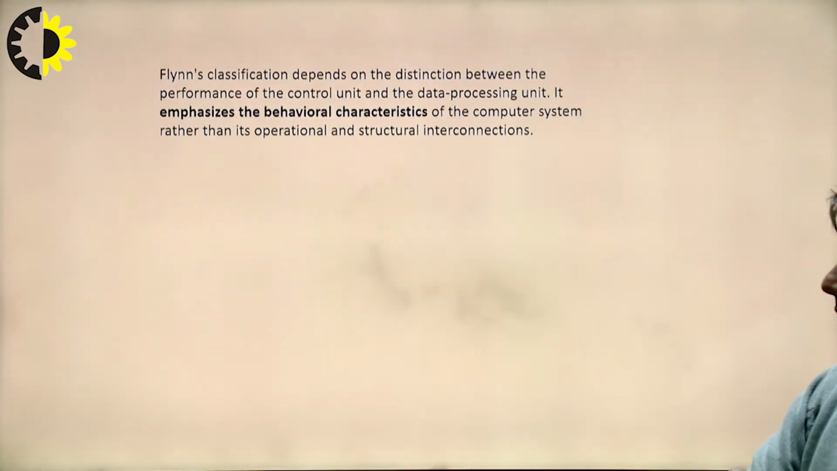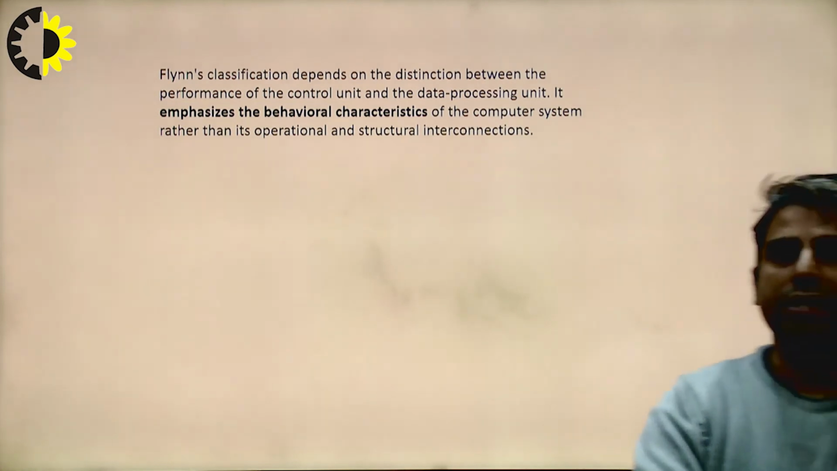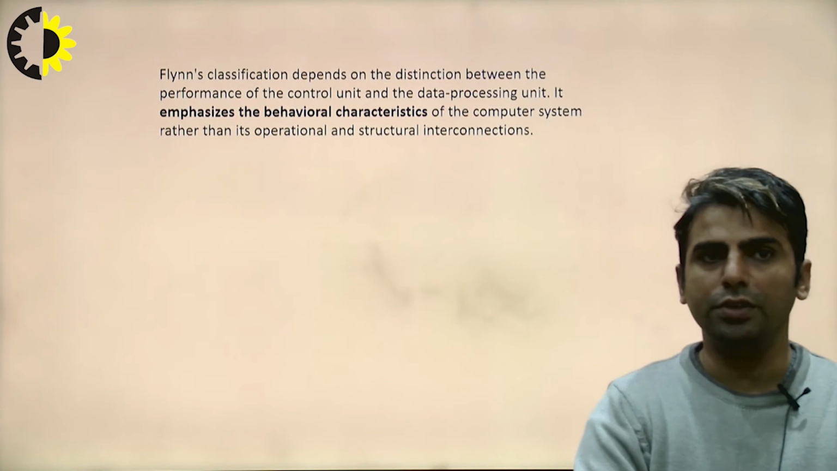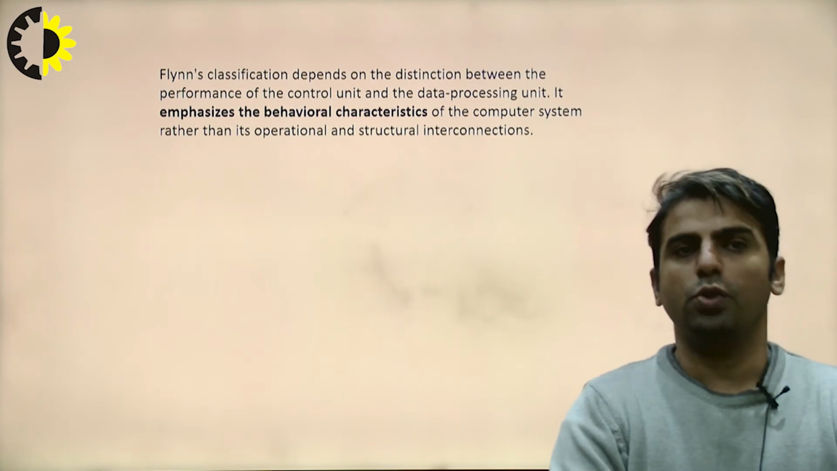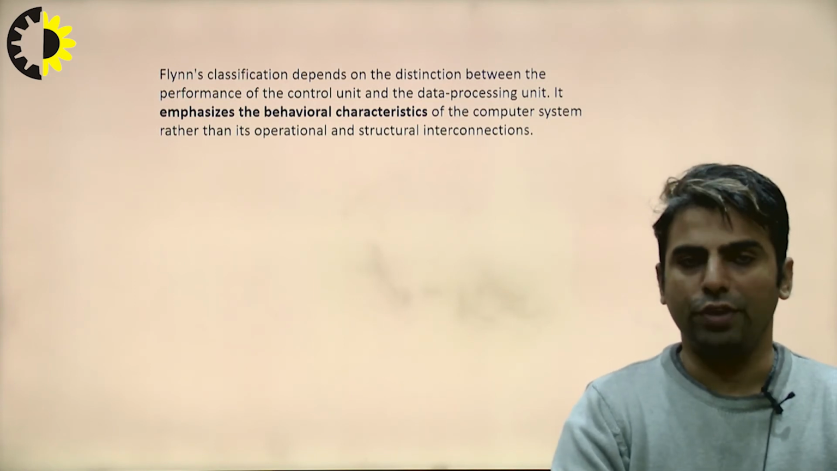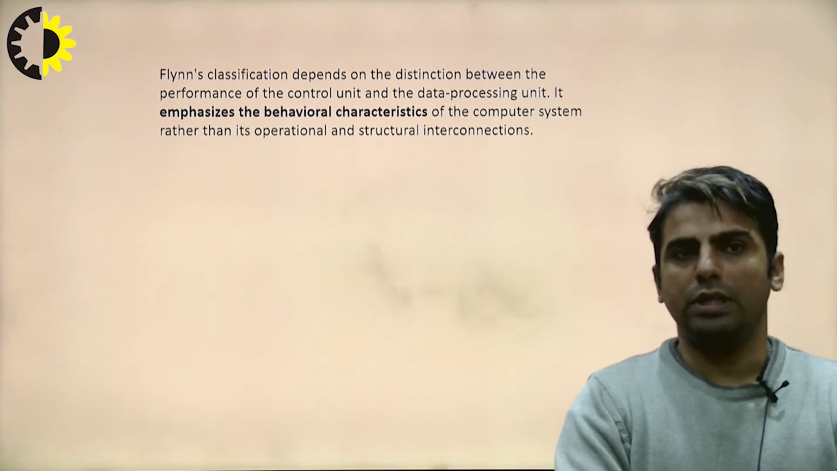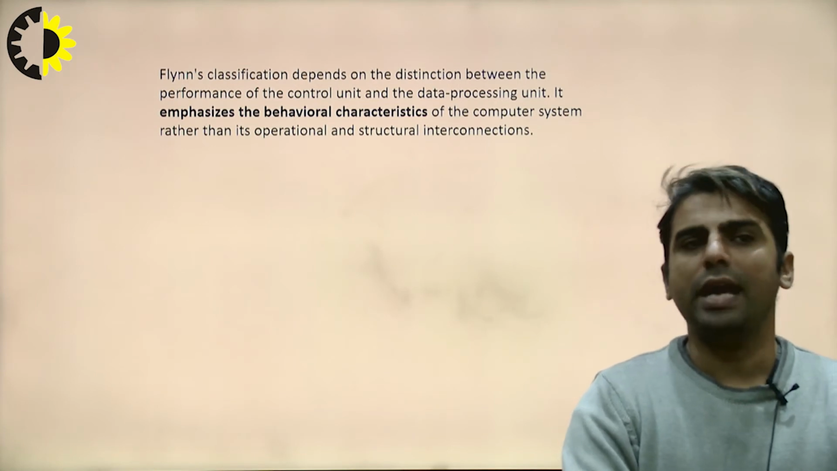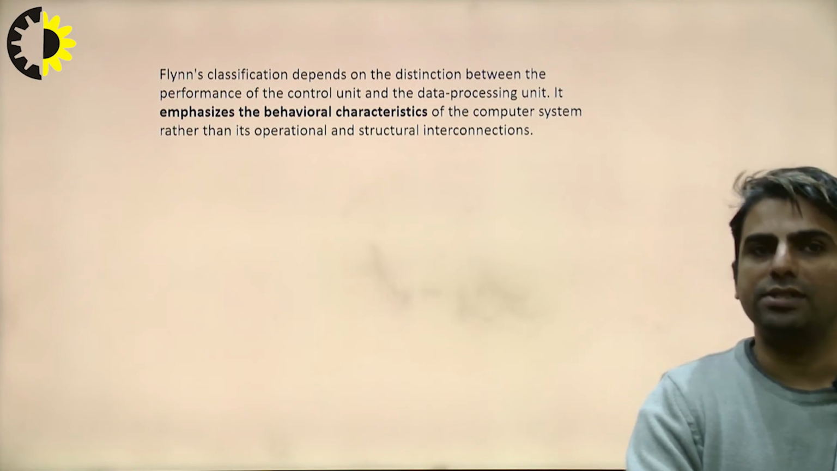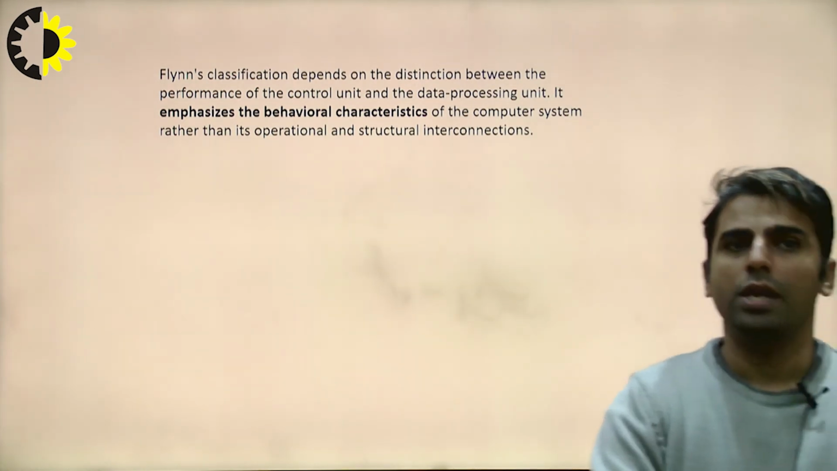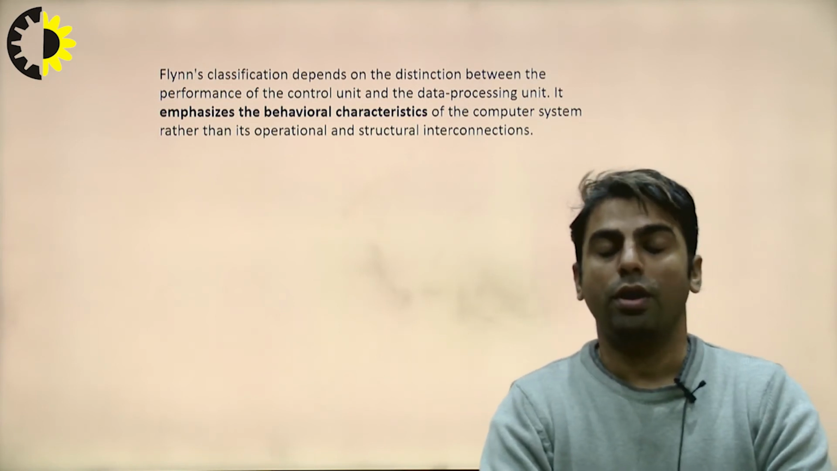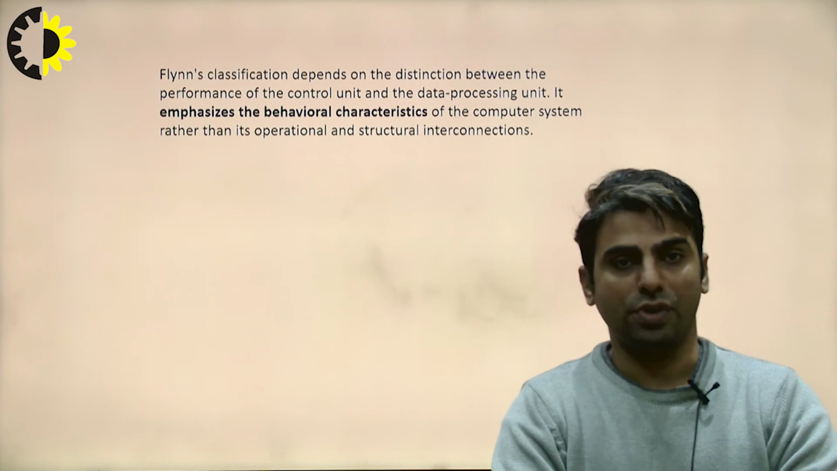Next is Flynn's classification, which depends on the distinction between the performance of the control unit and the data processing. So we basically have a control unit and data processing. So Flynn's classification depends upon the distinction between the two. It emphasizes the behavioral characteristics of a computer system rather than its operational and structural interconnections. Okay, so it is working on behavioral characteristics, not on interconnection, or you can say organizational and structural interconnections.